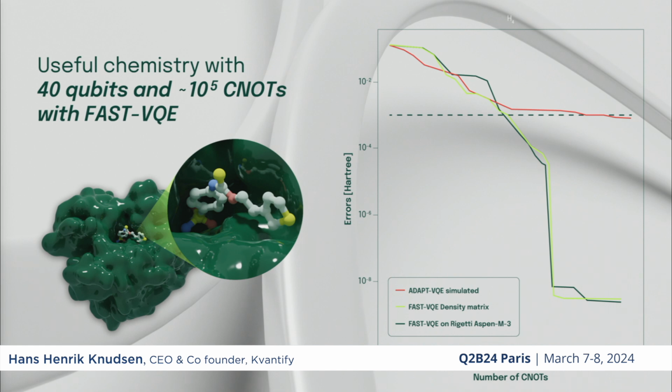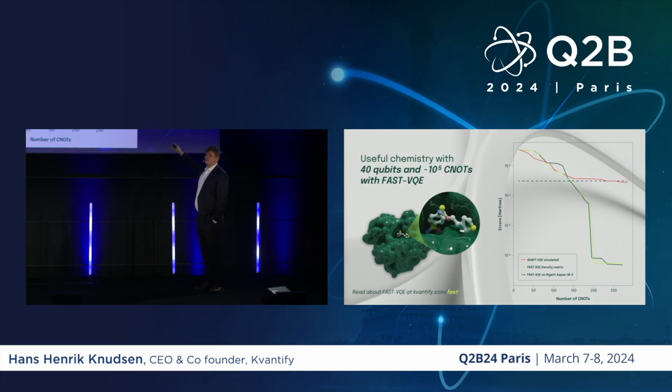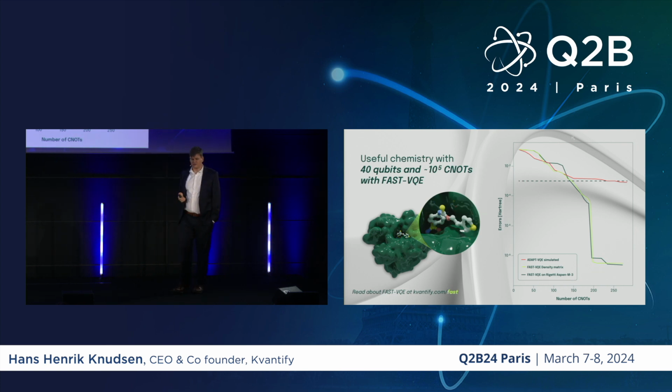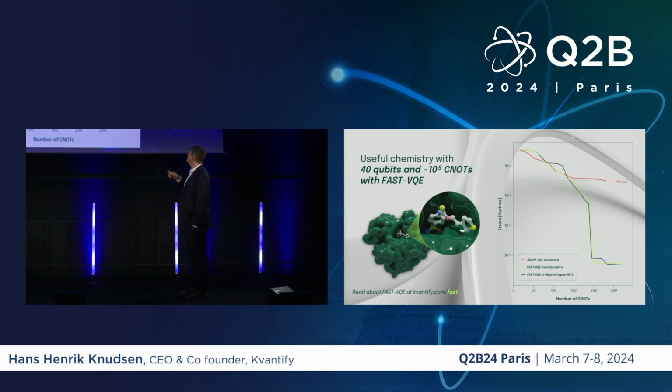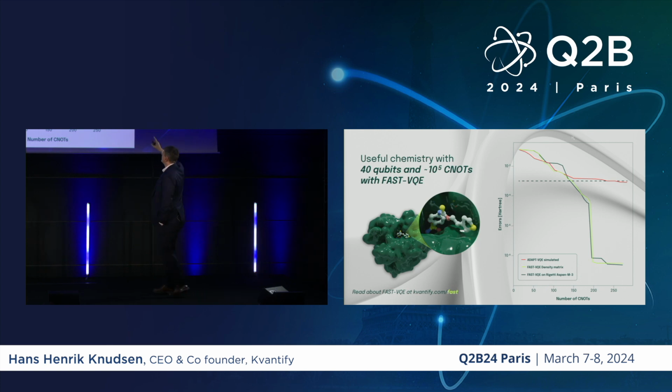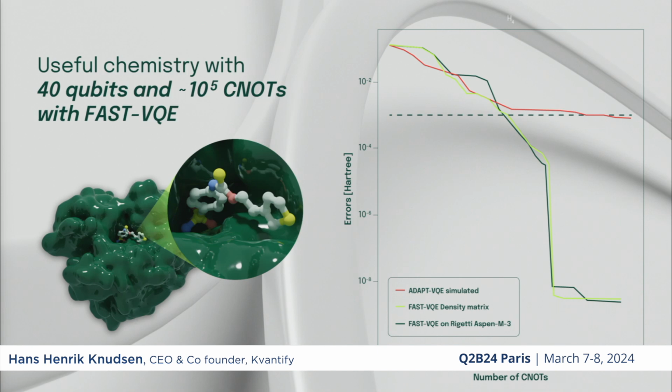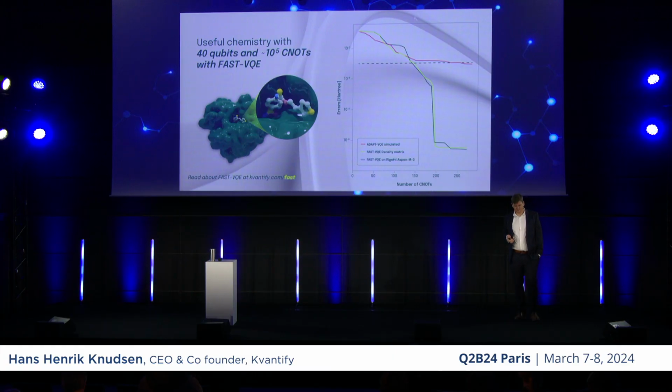And that basically means that if you run, this is on H4, the theoretical molecule H4, it makes the calculation for electron structure on H4 converge on existing hardware. You can see the red line is ADAPT, and the dotted line is what's called chemical accuracy, 10 to the minus 3 Hartree. This is where you want to go. ADAPT doesn't really go to that, but Fast VQE does. That's due to the elimination of measurements. It also means that Fast VQE will be a useful algorithm for quantum chemistry with 40-ish qubits and then 100,000 CNOTs, which is still quite a lot.